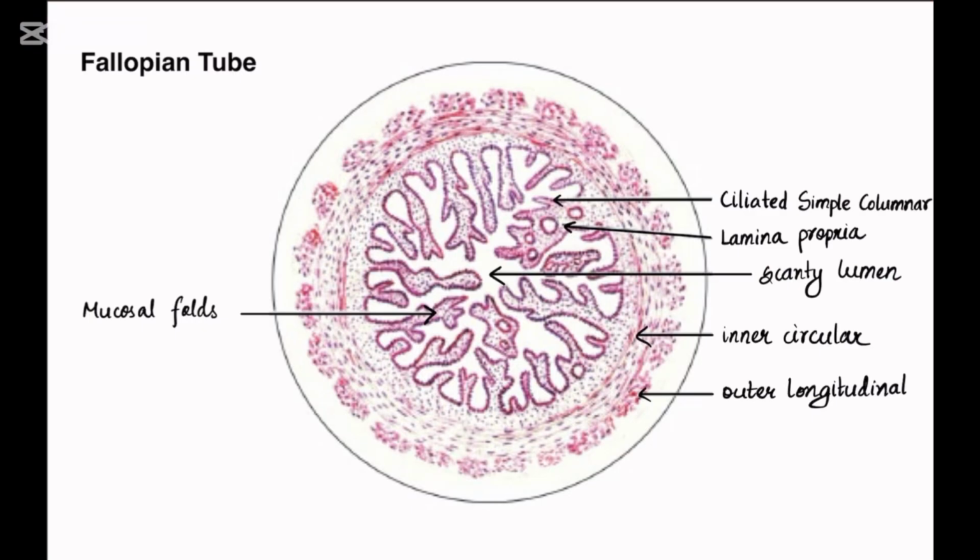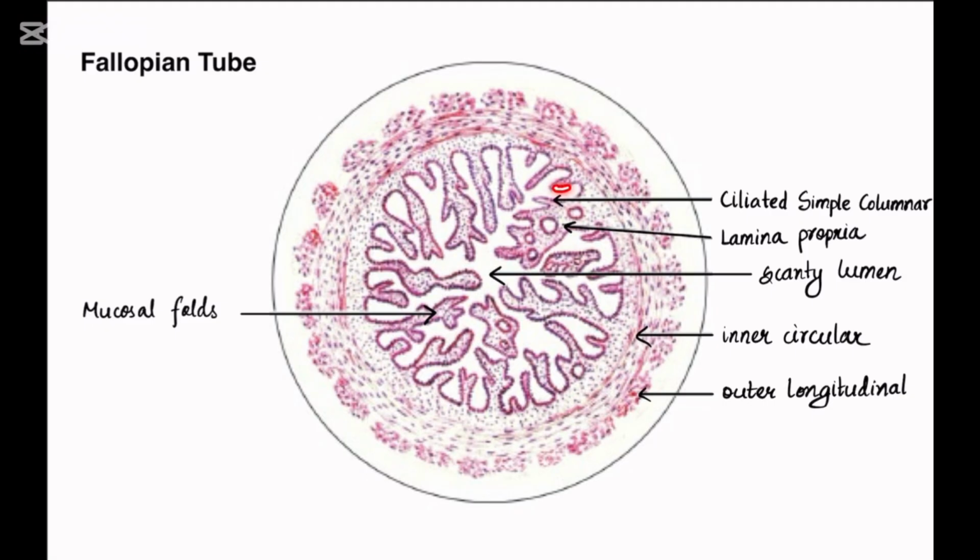For us to understand the histology of fallopian tube, all we have to do is study it in terms of the layers, like we did in case of GIT. So what we are going to do is look at the various layers of fallopian tube from inside to outside. So the innermost layer is obviously the mucosa, and the mucosa is highly folded and branched.